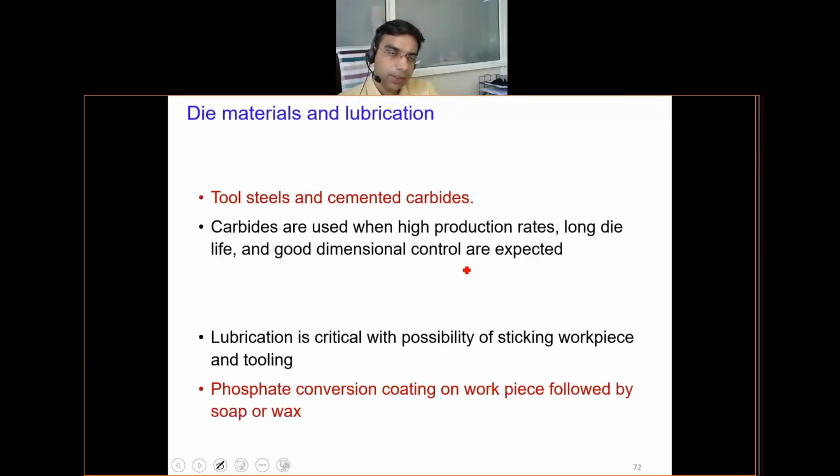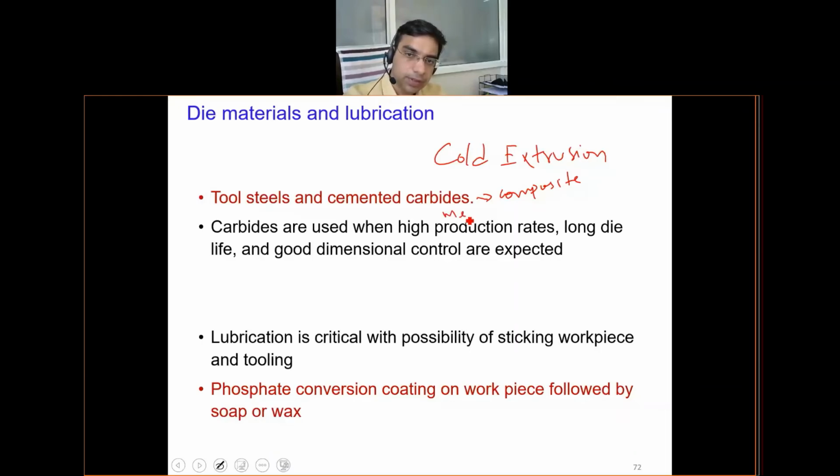And if we talk of the die materials which are used in case of cold extrusion, the previous one was with hot extrusion, this is with cold extrusion. So in this case, dies are made up of tool steels and cemented carbides. Cemented carbides are basically a composite in which you have the carbides cemented in a metal matrix. So it is basically a metal matrix composite.